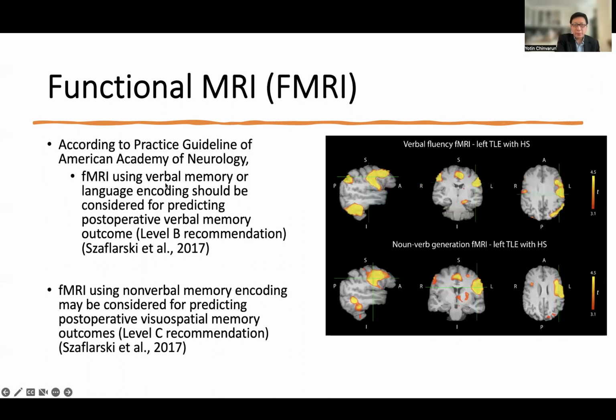Also, fMRI has been approved in the guideline of the American Academy of Neurology for assessing verbal memory, where language encoding should be considered for predicting post-operative verbal memory outcome. This is a level B recommendation. This is an example of a verbal fluency fMRI scan. fMRI using non-verbal memory encoding may also be considered for predicting post-operative visual-spatial memory outcome, at a level C recommendation. This is an example of the location of non-verbal activation in a patient with temporal epilepsy with hippocampal sclerosis.